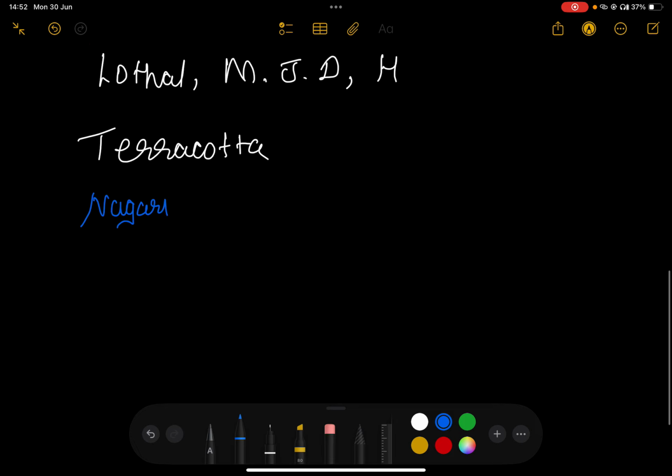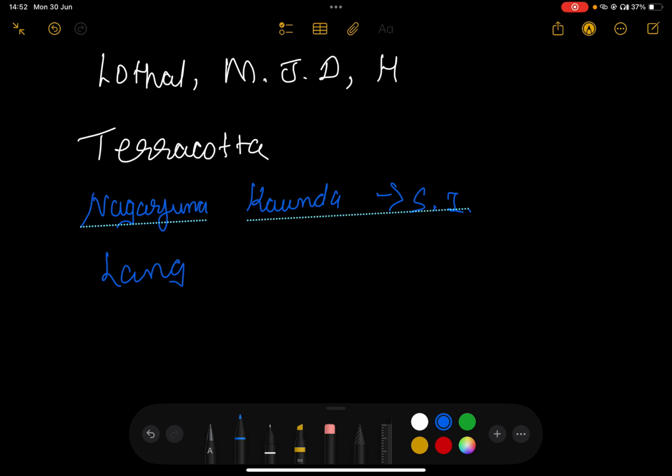Nagarjun Konda in South India and Langhnaj of Mehsana district. Then there is the art of weaving.